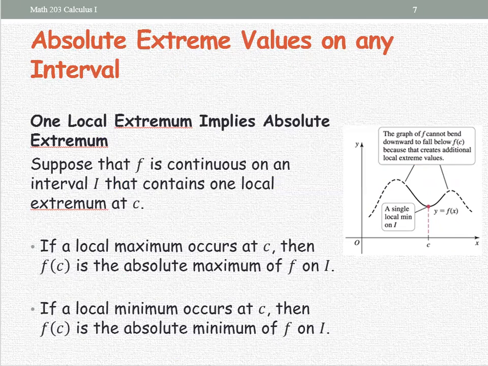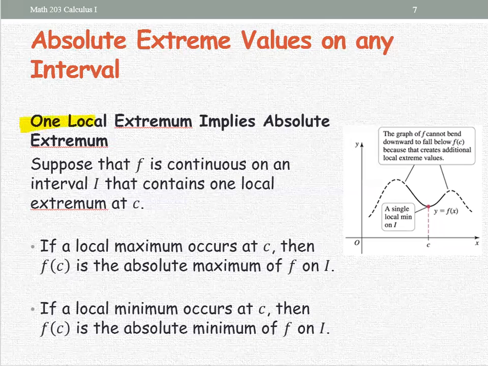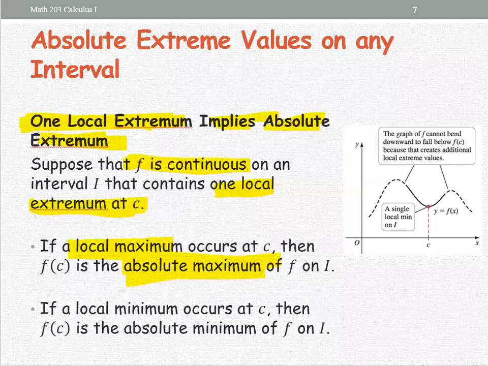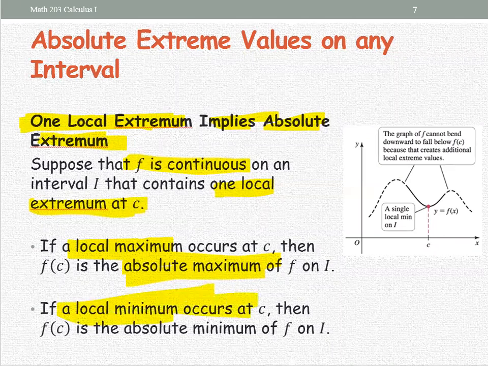Absolute extreme values on any interval. If there is only one local extreme value, either one local max or local min, it implies that it is also the absolute max or absolute min. Suppose f is continuous on an interval I and contains one local extreme value at point c. If a local max occurs at c, then that local max is the same as the absolute max. Similarly, if a local min occurs at c, then that is also the absolute min of the function on the interval I.